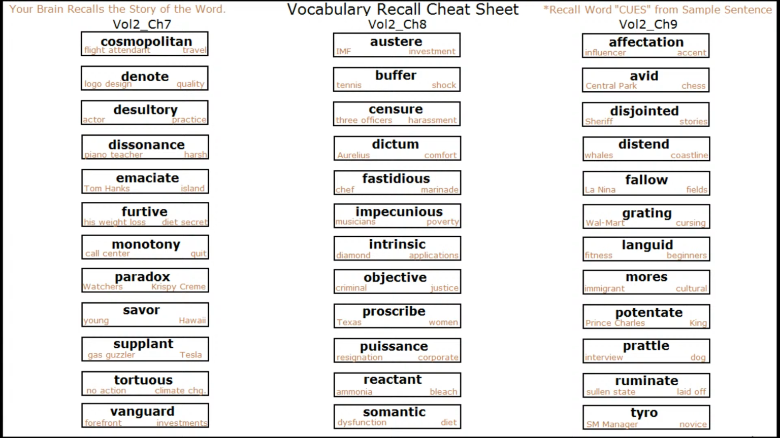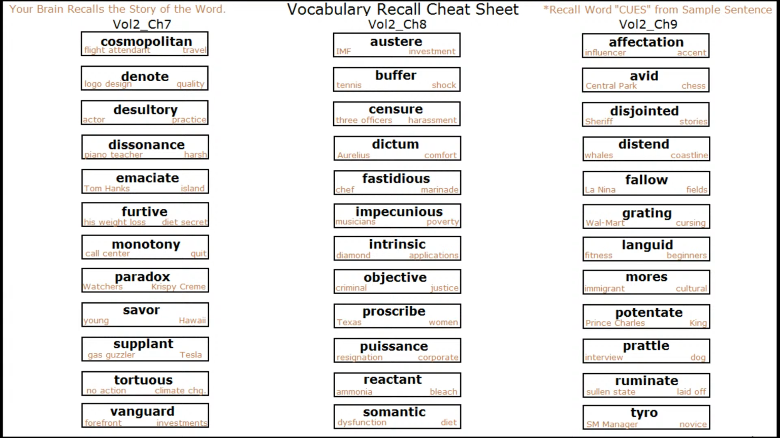So here we are using very, very powerful memory systems to ingrain the word, and we basically allow the process to trigger itself so that you'll remember the context of how the word is used. And that's the most important way to remember a word forever, is to remember the story of the word and not just the definition of the word or even the synonym. Create a story around a word and you'll remember the word forever.